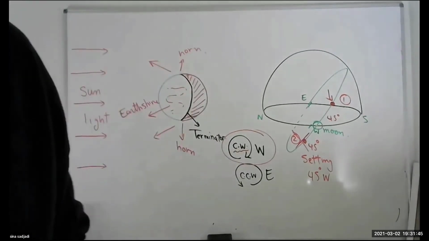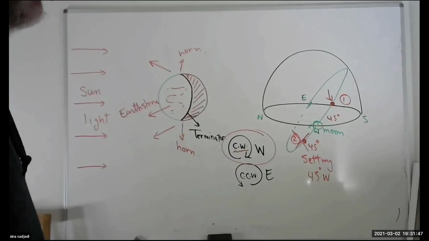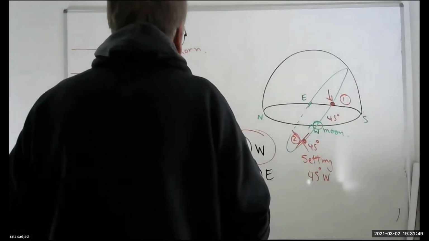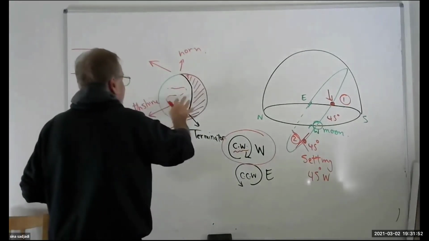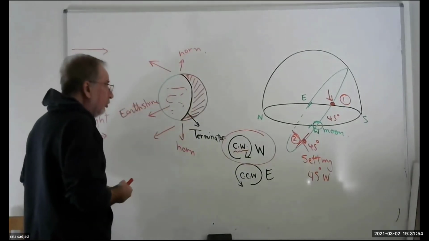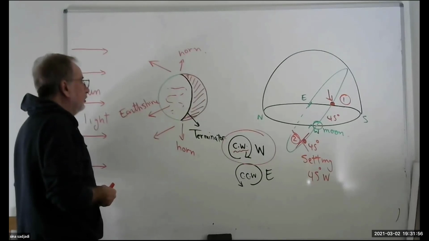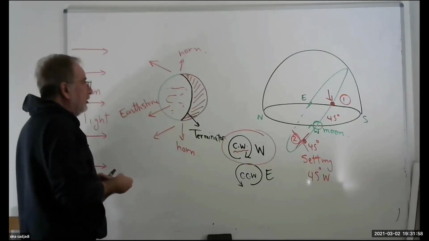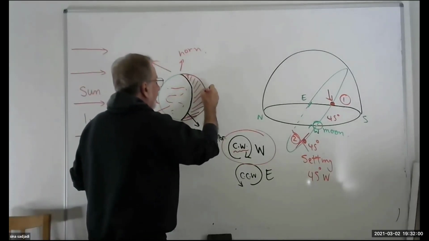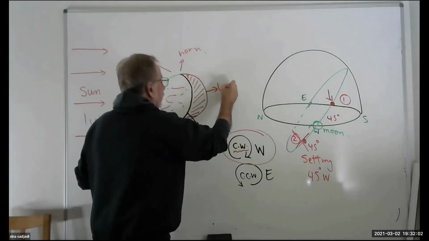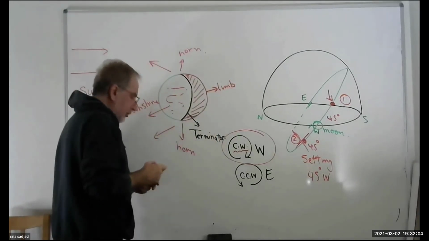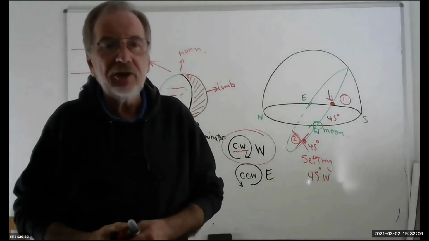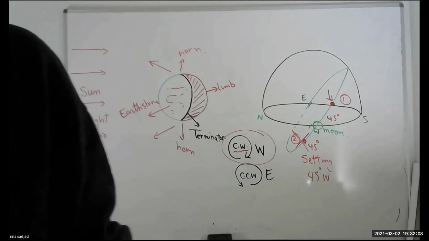So when you have a crescent moon, you can see not just the crescent, but you can also see the dark part. It's got some light. That light comes from the Earth. That's Earthshine. All right, now this is also called the limb of the moon. The edge of the moon where there's light, you say that's the limb of the moon.